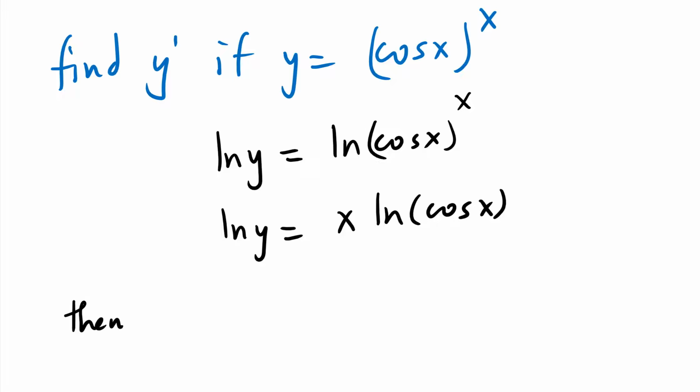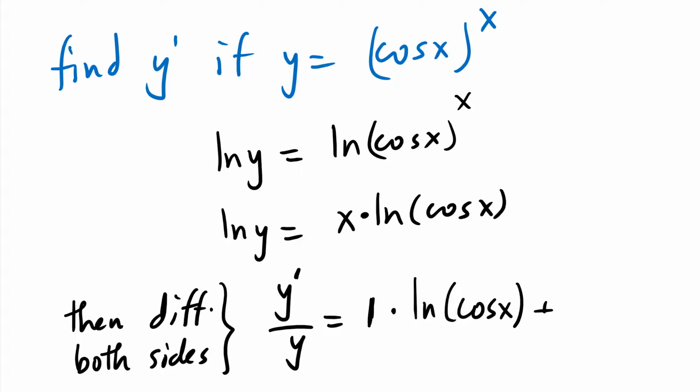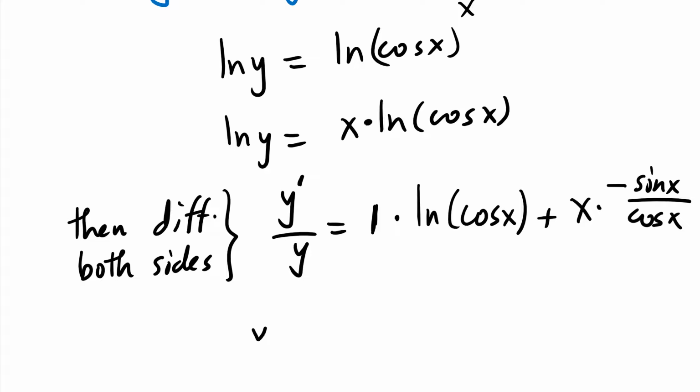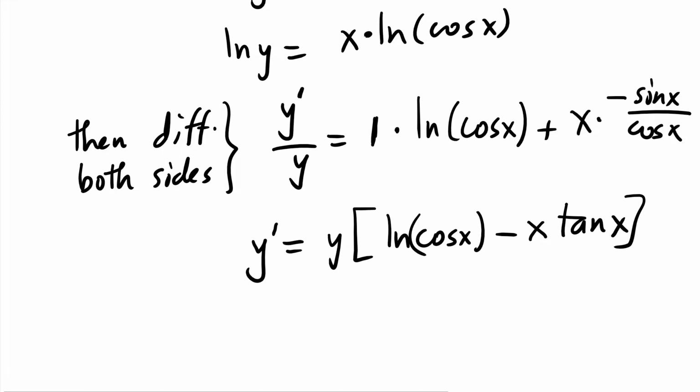Then implicit differentiation, differentiate both sides. What do we get? Y prime over y equals, here we got two functions. Derivative of x is 1 times natural log, plus x times the derivative of this, which is negative sine x over itself. Multiply both sides by y, so y times the whole thing here, minus x tangent x. But then you need to replace the y with the given function, cosine x raised to the x power.